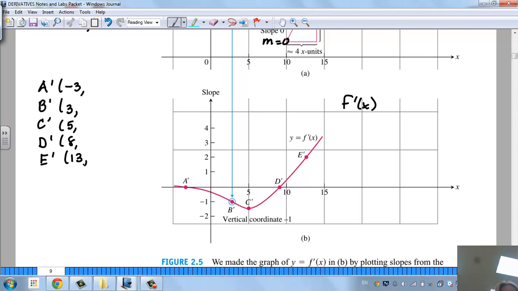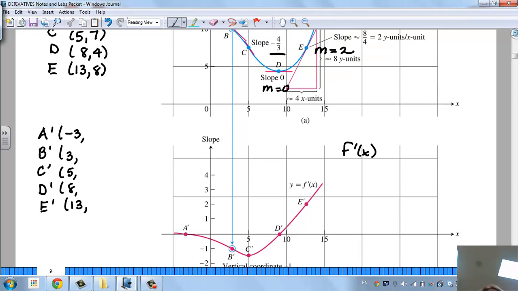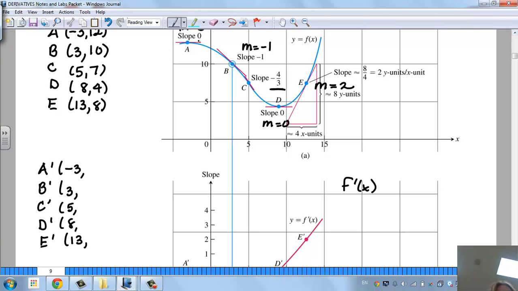Now the y values are all the slopes. So above at A, I'm going to move this up a little bit so you can see it. See how the slope was 0 up here? That means this is a point (-3, 0).